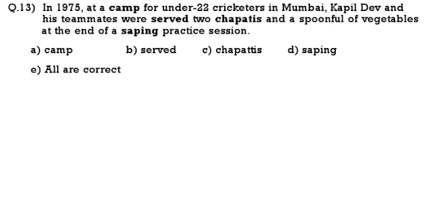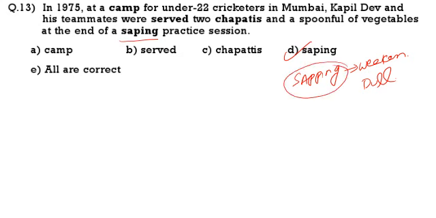In 1975, at a camp for under 22 cricketers in Mumbai, Kapil Dev and his teammates were served 2 chapatis and a spoonful of vegetables at the end of a sapping practice session. So here the spelling of sapping is incorrect. The correct word is S-A-P-P-I-N-G. Sapping means weakening or dull. So at the end of a dull practice session, Kapil Dev and his teammates were served 2 chapatis and a spoonful of vegetables. We should use the word sapping, which means dull or weakening.